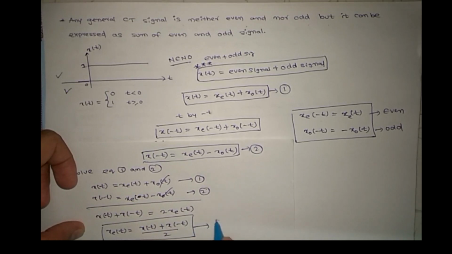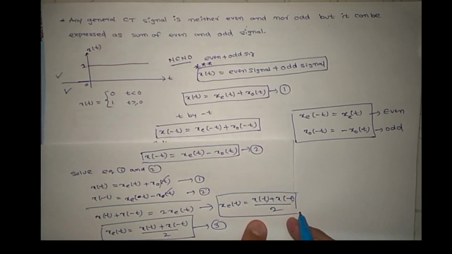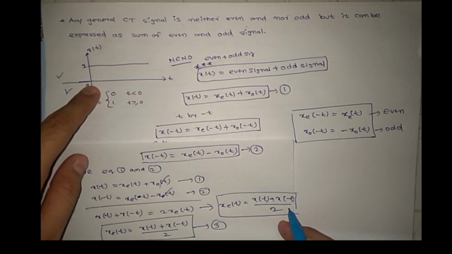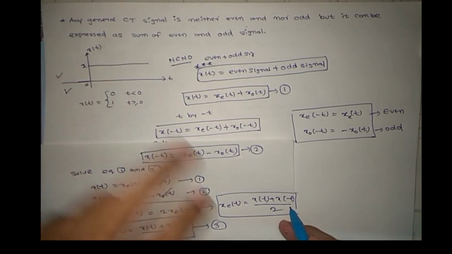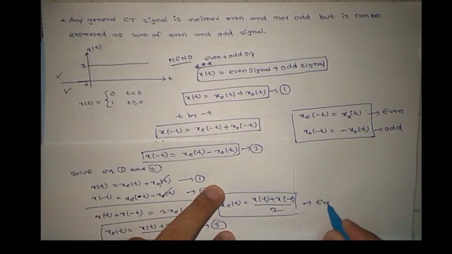So this is equation number 3. From this, if you solve x of t and the time reversal x of minus t, divided by 2, you will get the even part of the signal.